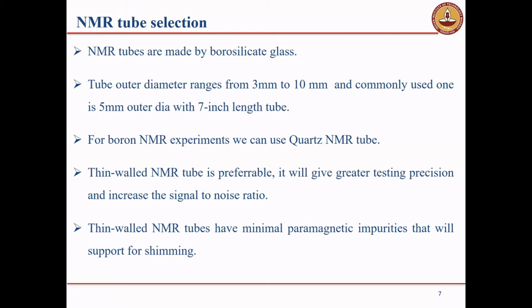For boron NMR analysis, we can use a quartz NMR tube. Other NMR tubes are made of borosilicate glass. Generally, a thin-walled NMR tube is preferable. It will give greater testing precision and increase the signal to noise ratio. Thin-walled NMR tubes also have minimal paramagnetic impurities, which supports shimming.